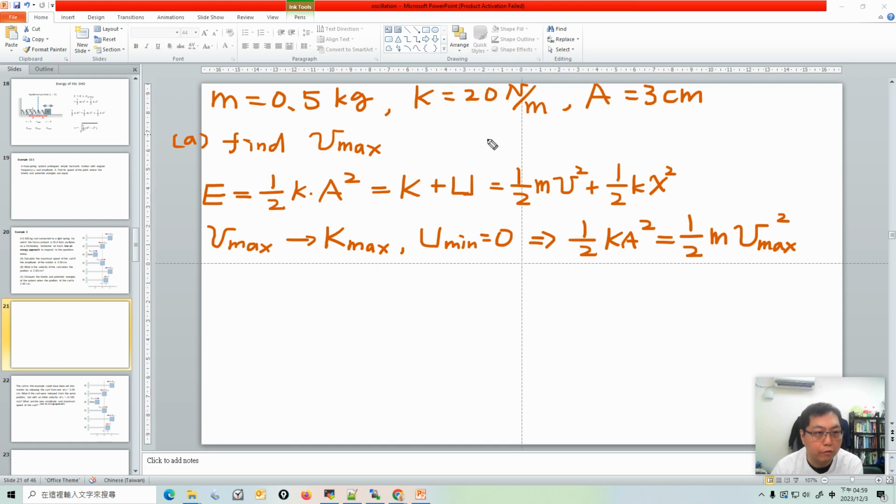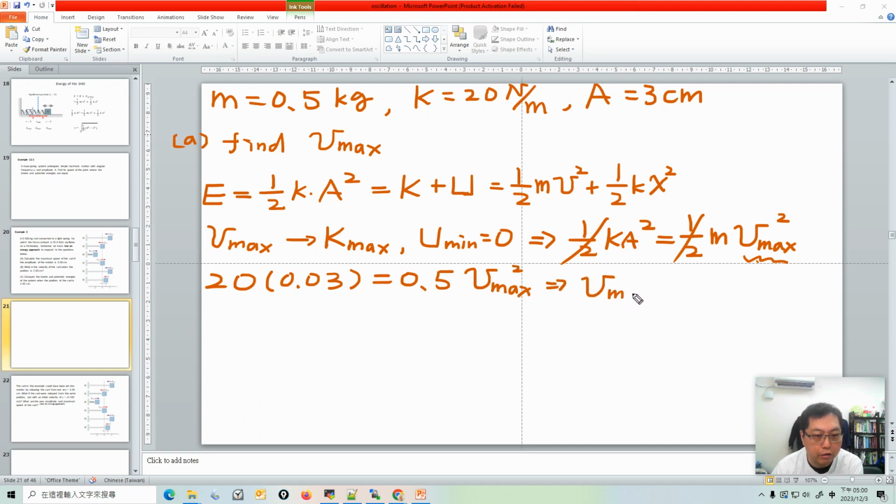It's very easy. We have the information of k, we have the amplitude, and we have the mass, so we can solve for v max. The 1/2 cancels on both sides. k is equal to 20. The amplitude is 3 centimeters, but be careful, we have to put every physical quantity in MKS units, so we change 3 centimeters to 0.03 meters. The mass is 0.5 kilograms. Then we can get v max squared.